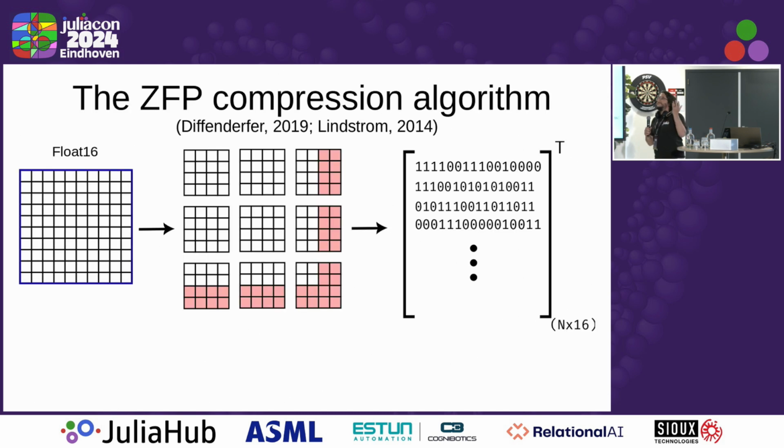So here comes the ZFP compression algorithm. The ZFP compression algorithm tries to create a floating point compression engine that is lossy, and you can control the amount of lossiness that you're comfortable with. And let's talk about it.